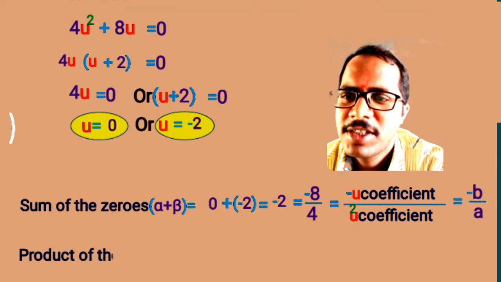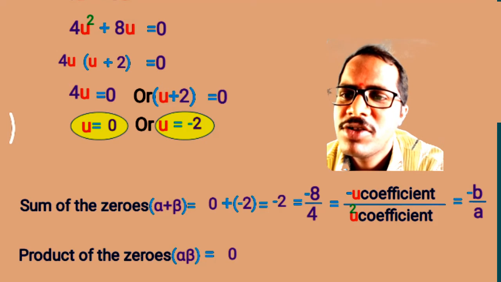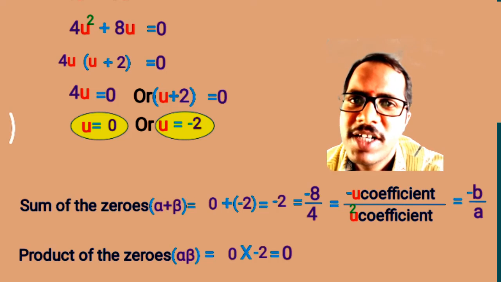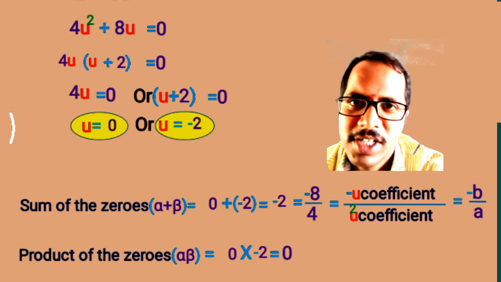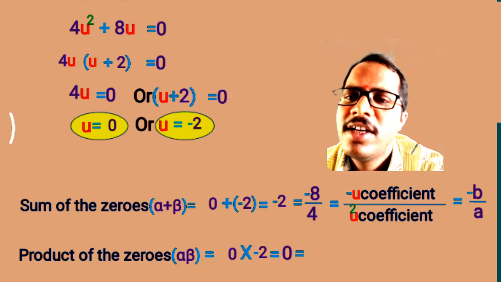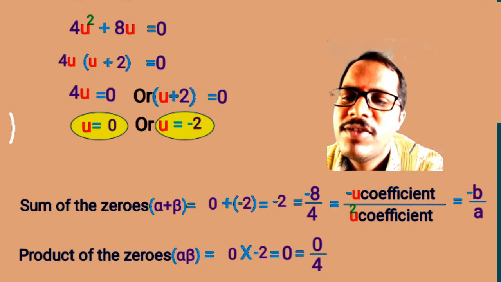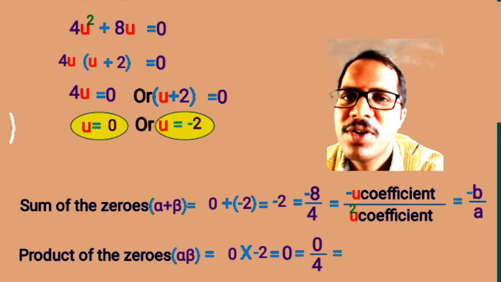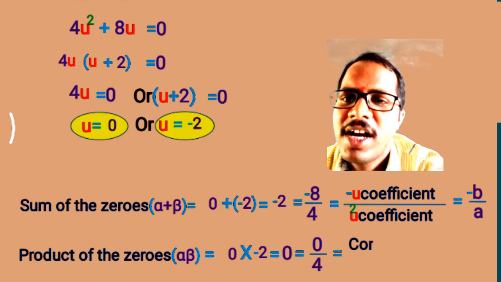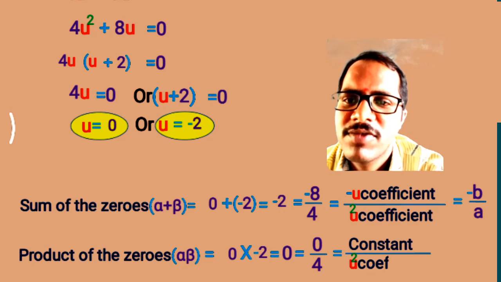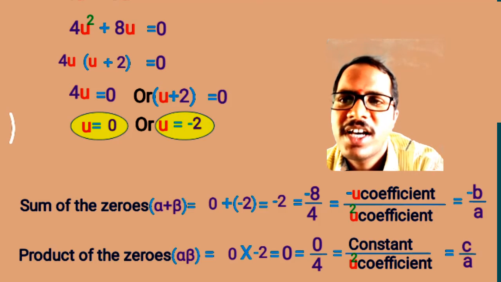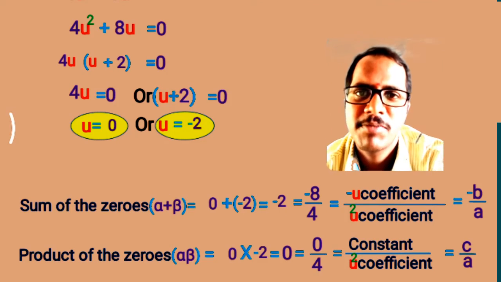Similarly, let us verify the product of the zeros, that is alpha into beta, which is 0 into minus 2. So 0 into minus 2 equals 0. Now this 0 can be related with the coefficients of the given quadratic polynomial as 0 by 4, which means 0 here is nothing but the constant. Since in the given polynomial the constant is not given, we can write this as constant, and 4 is the coefficient of u square. So we get constant by u square coefficient, which is nothing but c by a. Hence we verified the relation between the zeros and the coefficients of the given quadratic polynomial.